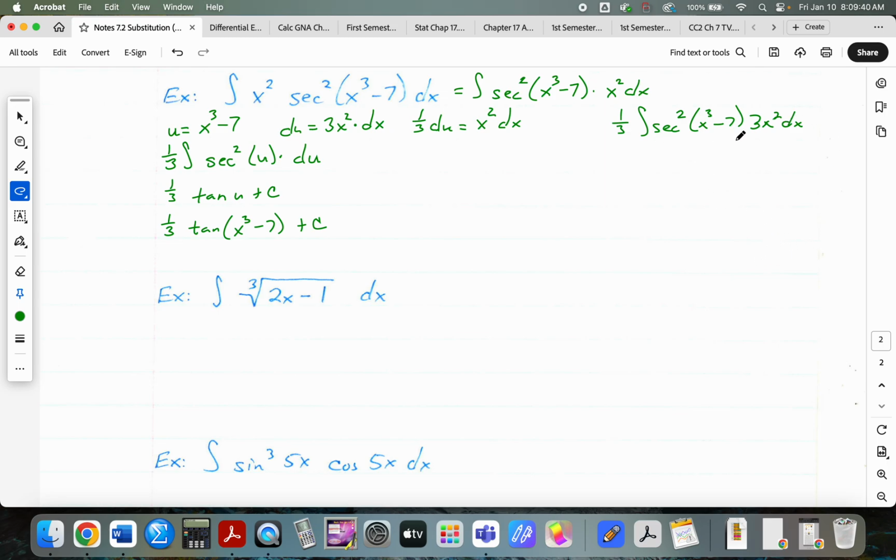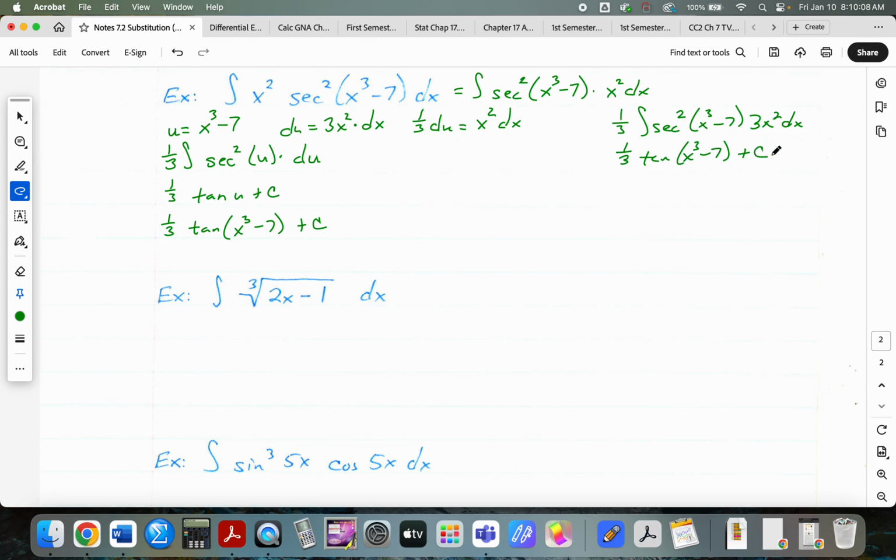Then you have a composite function where the derivative of the inside part is the outside part, or what you're multiplying by. So I just need to take the antiderivative of the inside part. So that'd be 1/3 of the tangent of x cubed minus 7. The 3x squared, the part that was born from the chain rule, goes away when I do the antiderivative. So plus c.